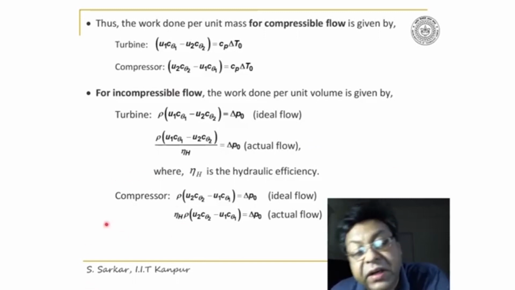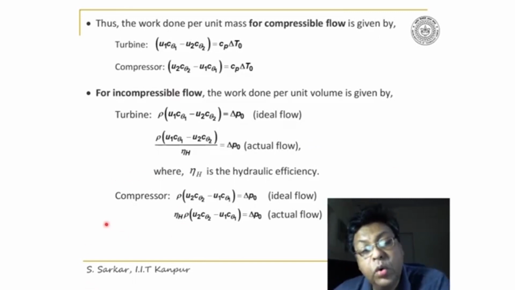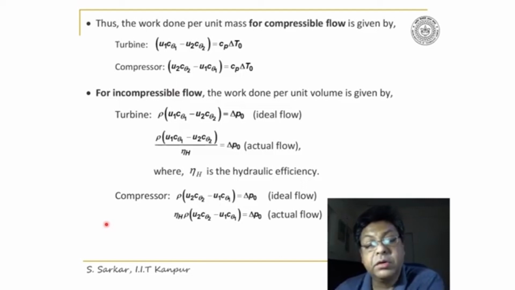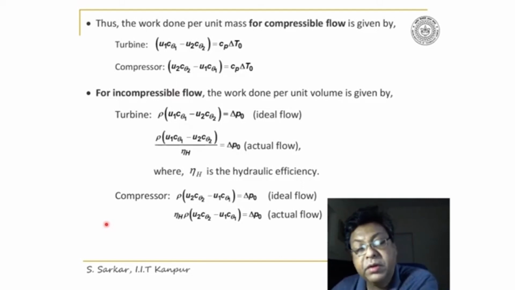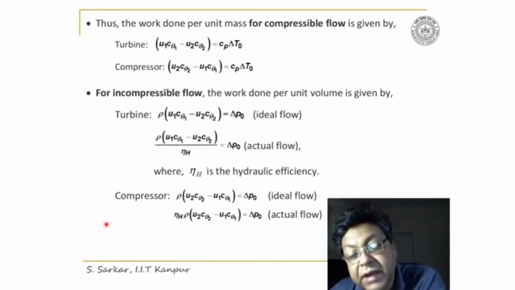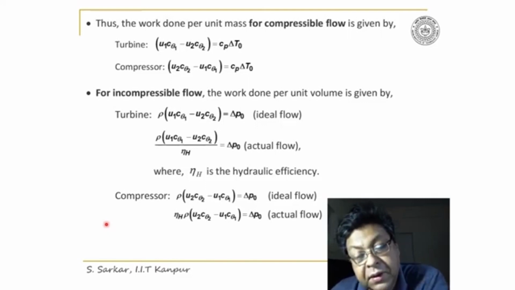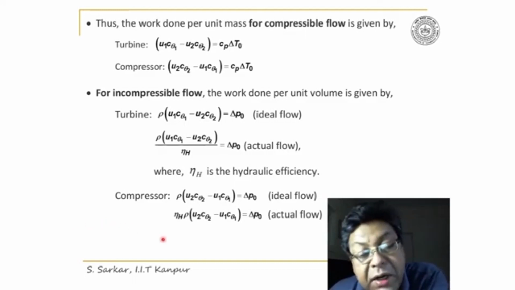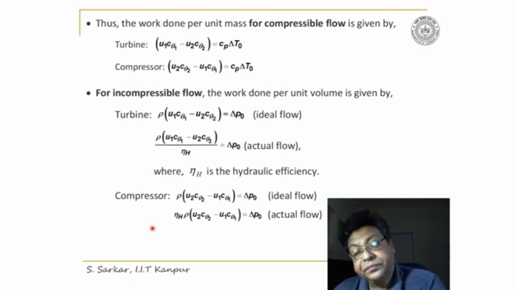Similarly, for the compressor, it will be rho into (u2 c theta 2 minus u1 c theta 1) is equal to del P0 in an ideal case without loss, where del P0 is equal to the ideal pressure rise across the impeller. In actual situation, it will be multiplied by eta h.